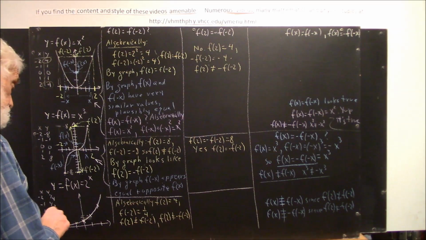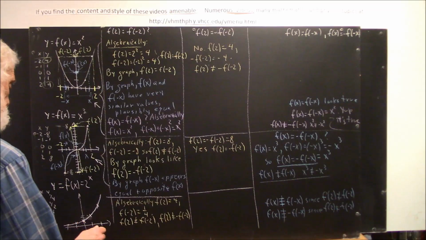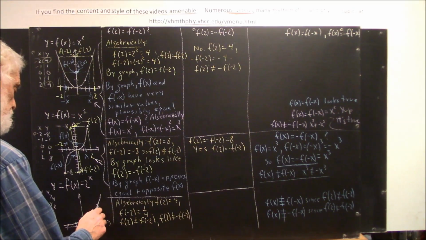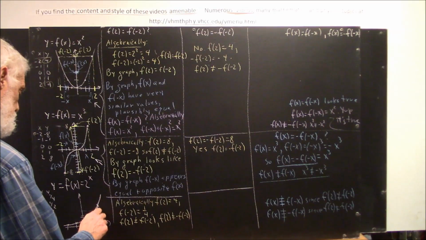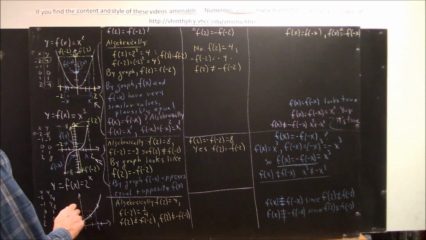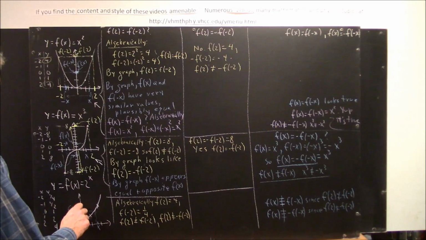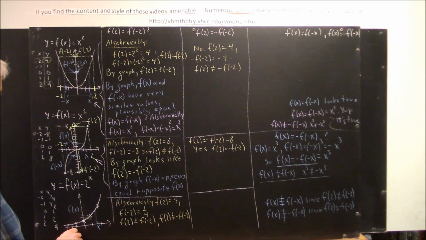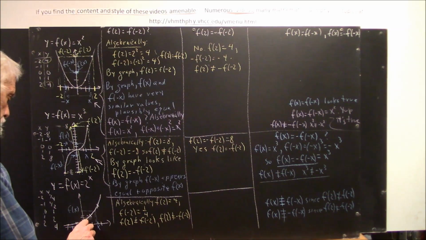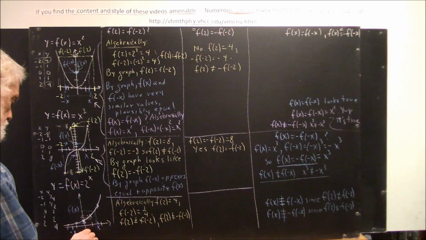So if I've got a value of x here, I come up to the graph. Here's my value of x. Actually, I kind of missed it there. But here's my value of x. Here's my value of f of x. Now, negative x is equal distance on the other side here, so here's negative x. And I come up to the graph, and I come over. And here's my value of f of negative x.